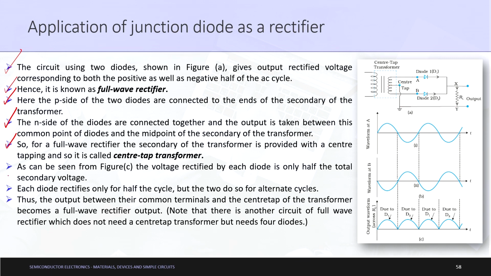As can be seen from figure C, this is how the output of a full wave rectifier will be observed. In the previous half wave rectifier it was something like this, and this time it is something like this. Each diode rectifies only for half the cycle, but the two do so for alternate cycles. One time this one rectifies, next time this one rectifies, then this again rectifies, and the cycle goes on.